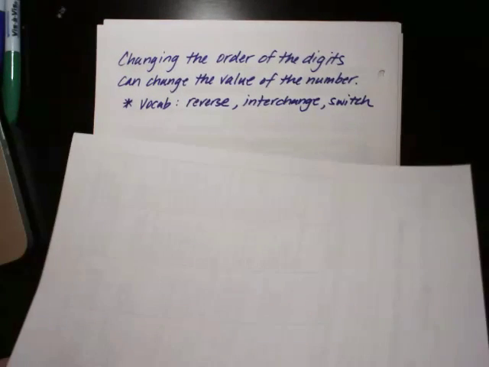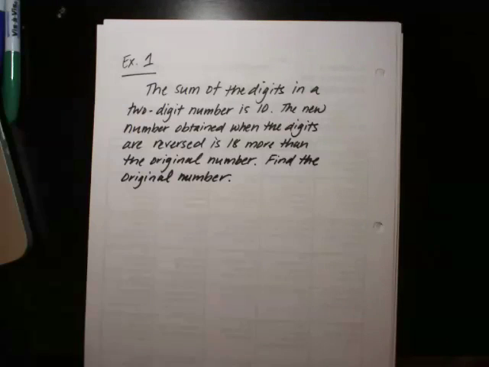So we're going to start off with our very first example. Example number 1. The sum of the digits in a 2-digit number is 10. The new number obtained when the digits are reversed is 18 more than the original number. Find the original number. Okay, give me a second to write that down.